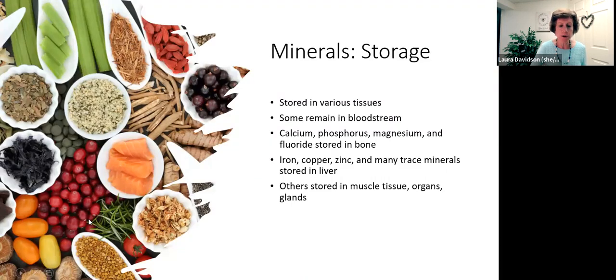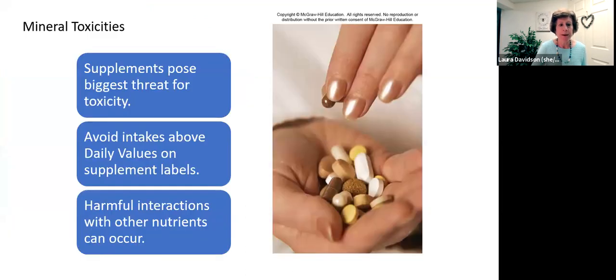As far as storage, storage differs depending upon the mineral. It's easy to see that calcium, phosphorus, and magnesium and fluoride are stored in bone. Several are stored in liver and other tissues and organs as well. Okay, so let's talk about toxicities. Once again, supplements pose the biggest threat for toxicity. So it's hard to get there from foods. It is possible to get into that UL area from a highly fortified diet.